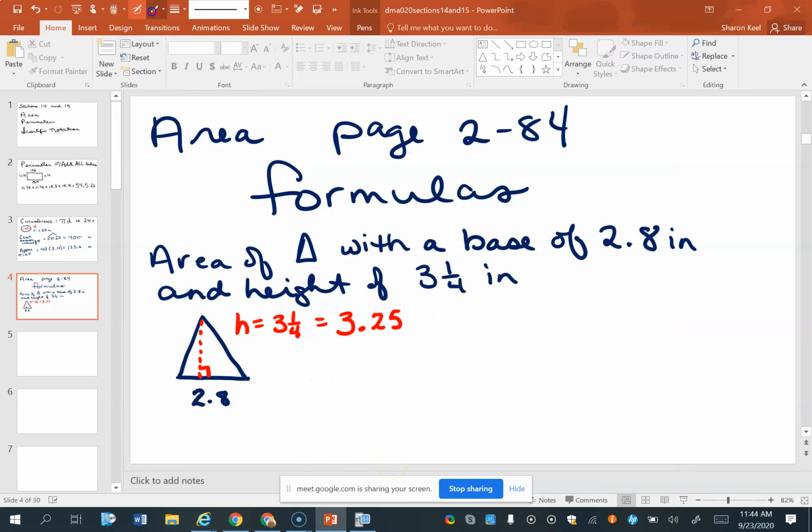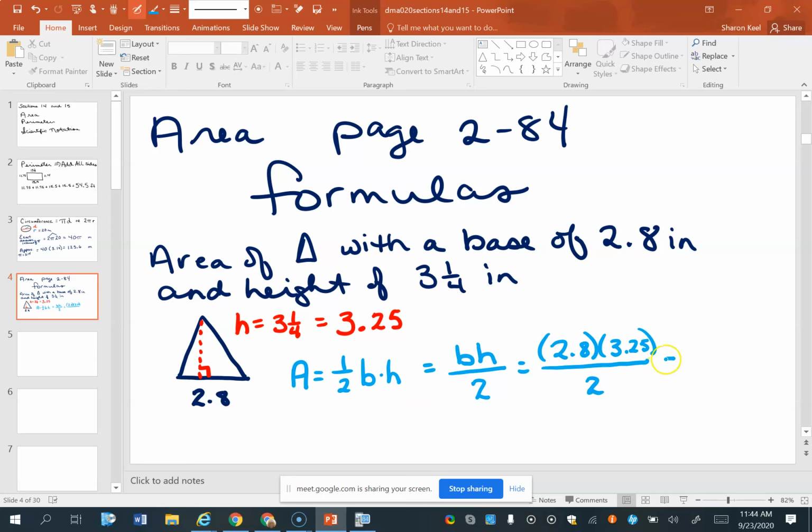Our formula for area, when you first look at the formula, they write it as 1/2 times base times height. And you may write it that way, and that is fine. For me personally, I know that 1 times b and h is still going to be base times height. I personally like to do base times height and then take that answer and divide by 2. You may do it either way, both are acceptable. So I'm going to have here 2.875 times 3.25. That answer is going to be divided by 2.